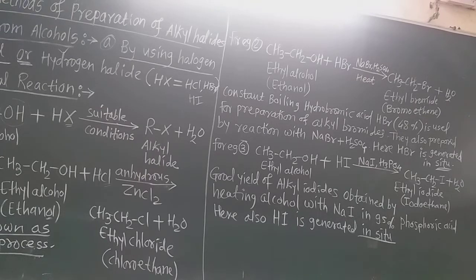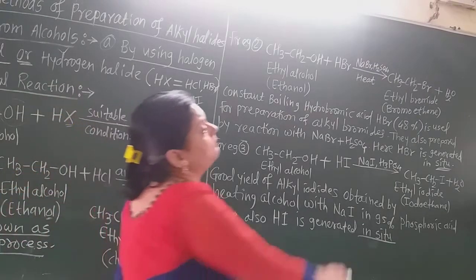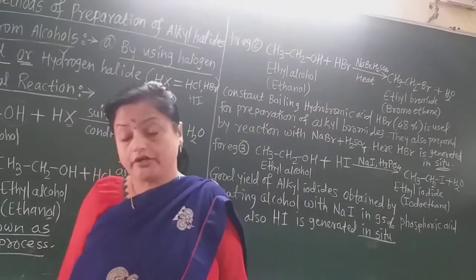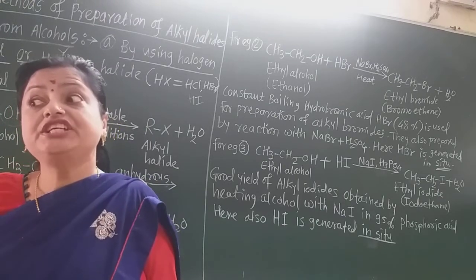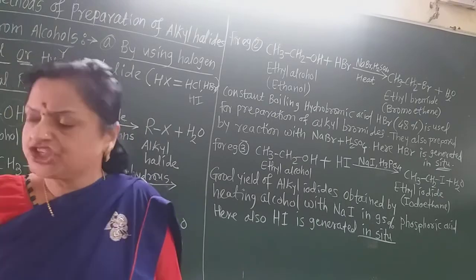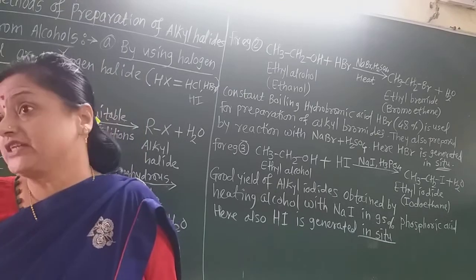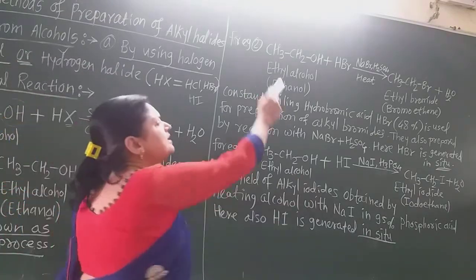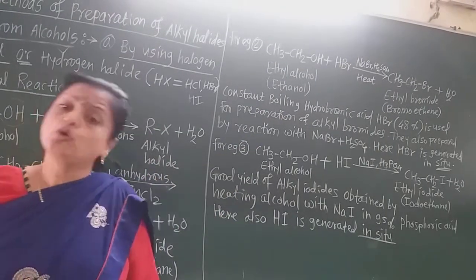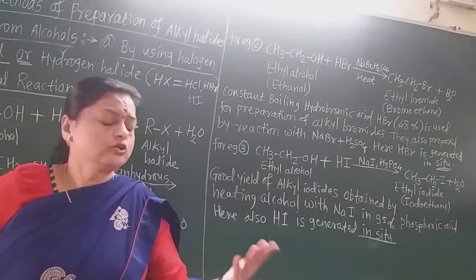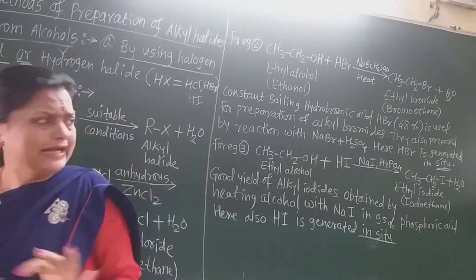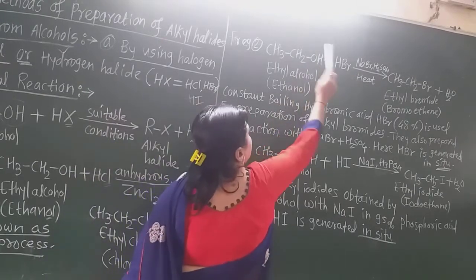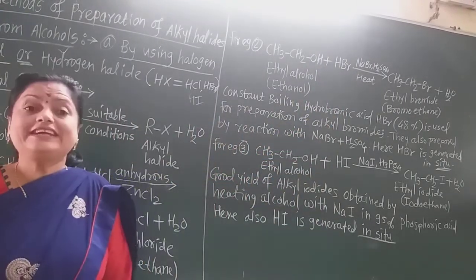Now next is the preparation of alkyl bromides. In this, the suitable conditions are very, very important: sodium bromide and H2SO4, that means sulfuric acid. These are the main conditions, and heat. Just heat it and you will get the alkyl bromides. Now I take here also the same alcohol, ethyl alcohol. You can take methyl alcohol in the examination, or propyl alcohol, or tertiary butyl alcohol. Only replace the OH group of that alcohol by Br and you will get the alkyl bromide.